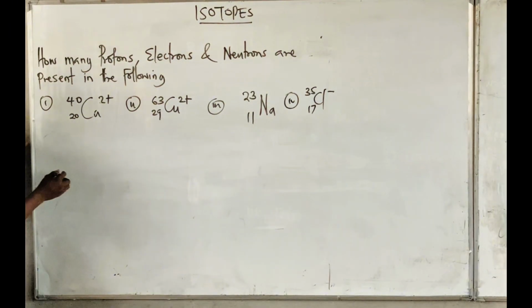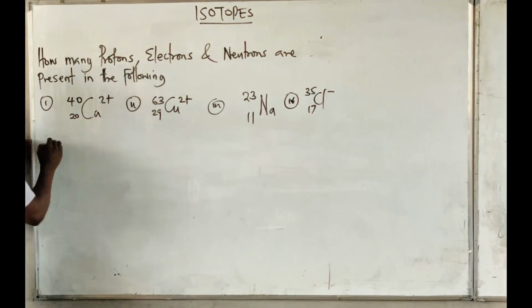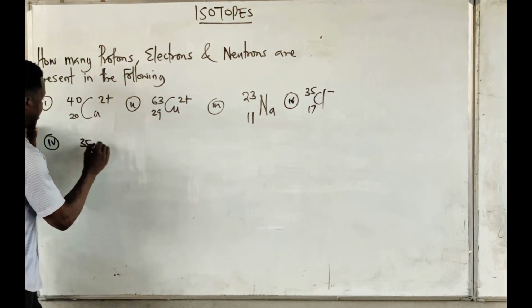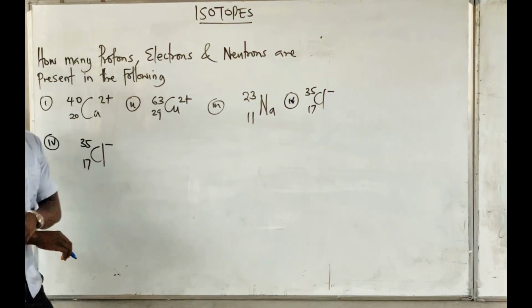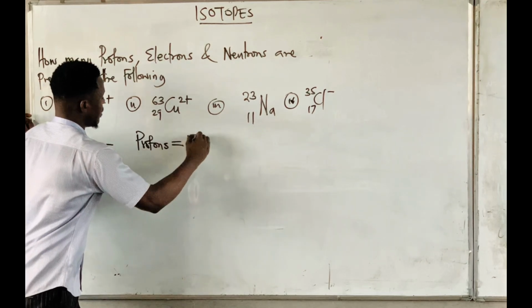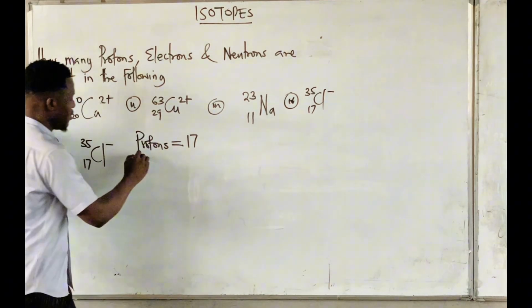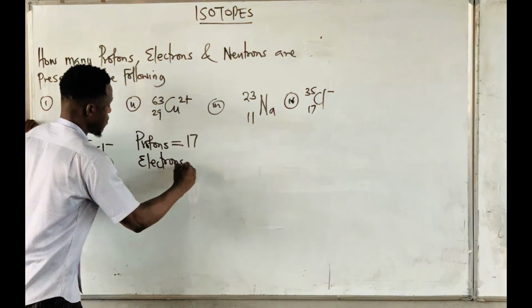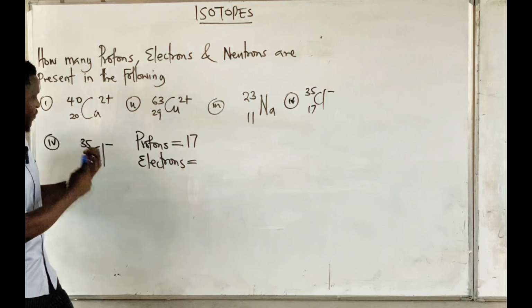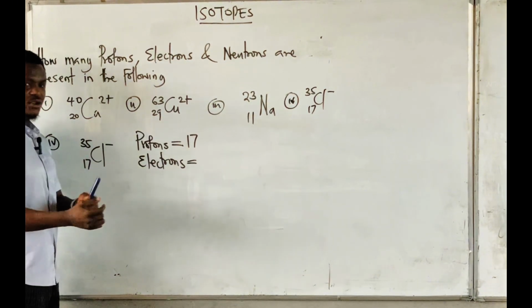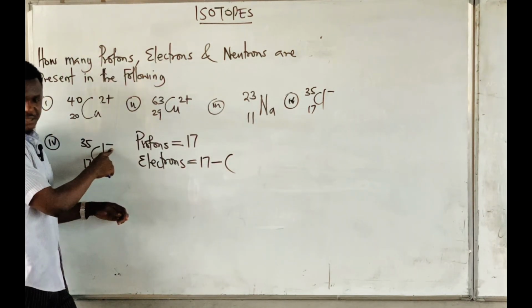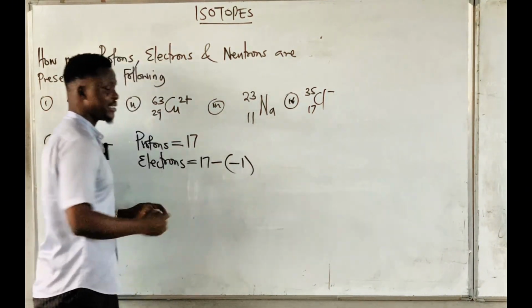Now let's look at the fourth one, IV. Now we have 35 Cl minus. The proton here is 17. Now the electrons equal proton minus charge. I already gave us the formula in previous cases. So electron is proton minus charge. The proton in this case is 17. The charge in this case is minus 1. Please, you have to indicate the minus.